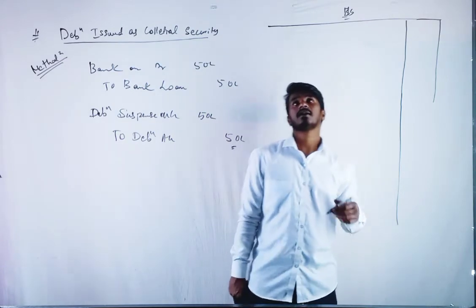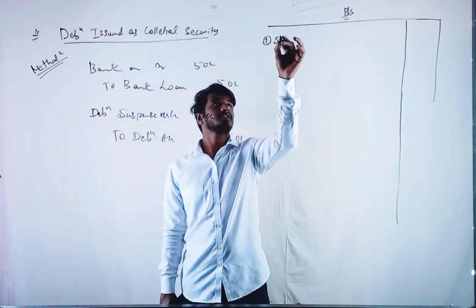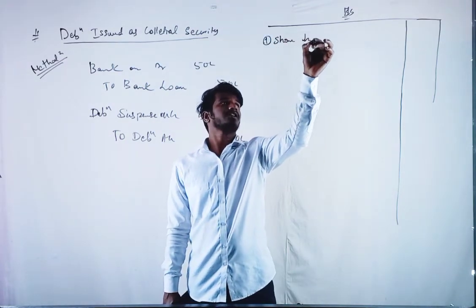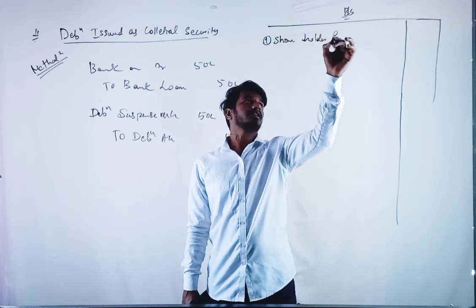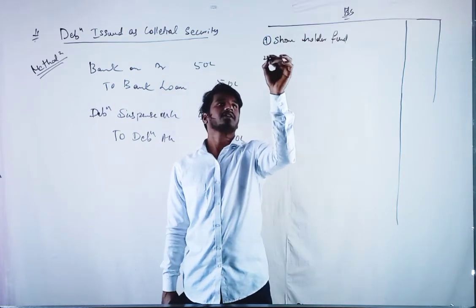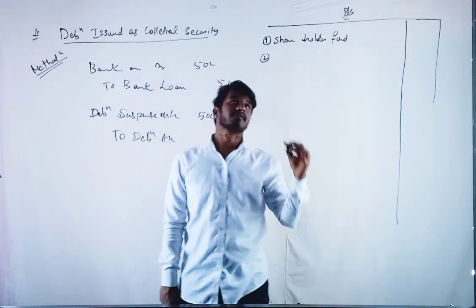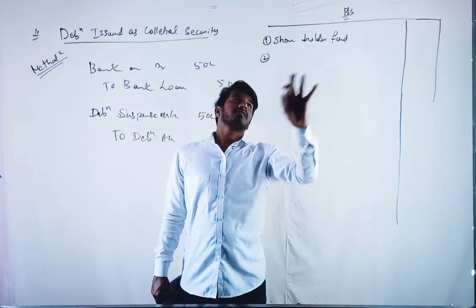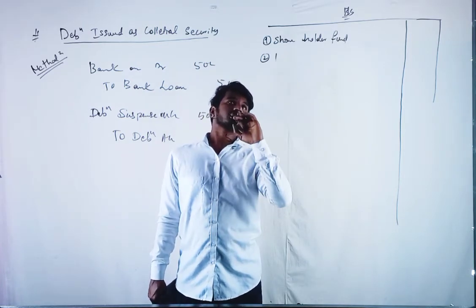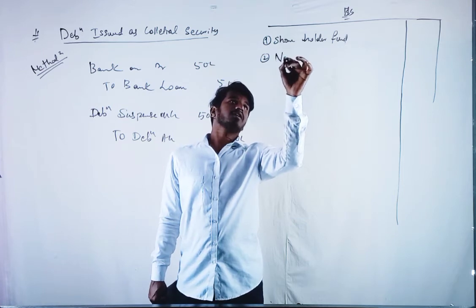So how will we show it in the balance sheet? First we have shareholders' fund. Okay, fine. Second, we have non-current liability.